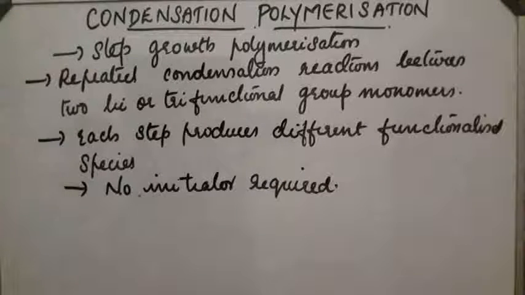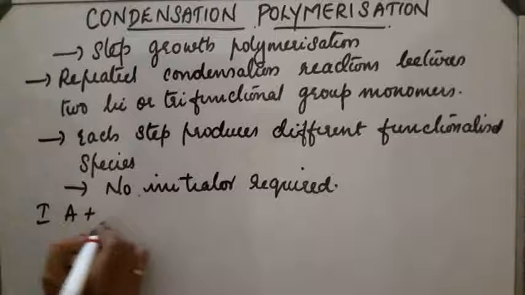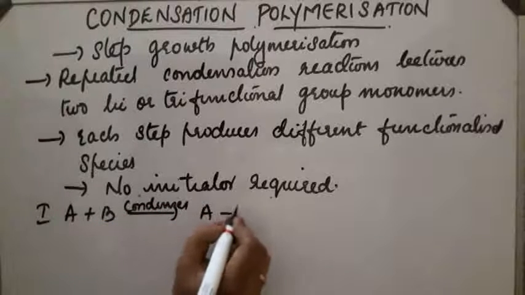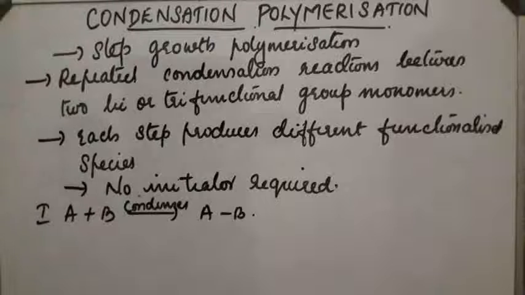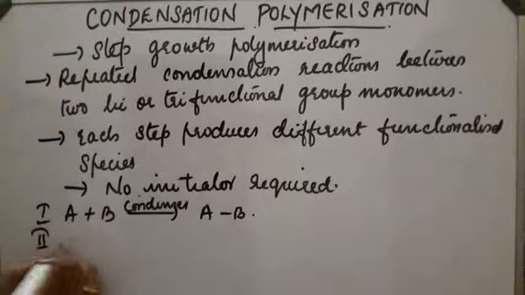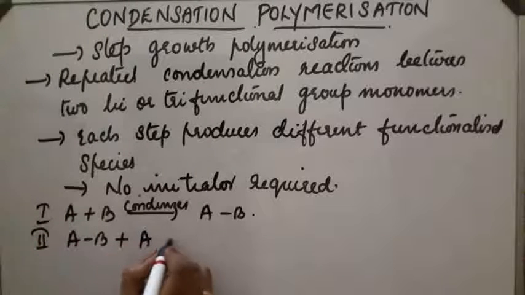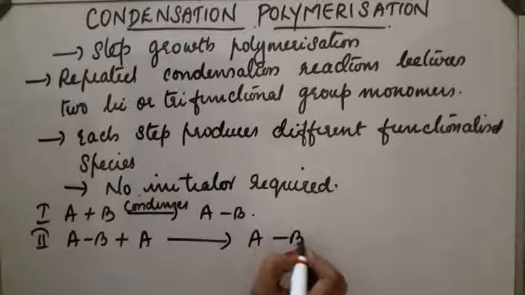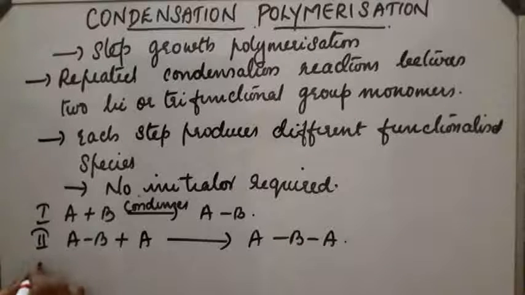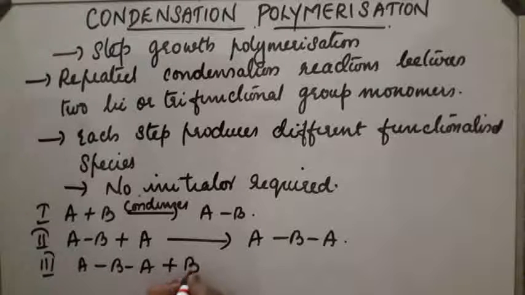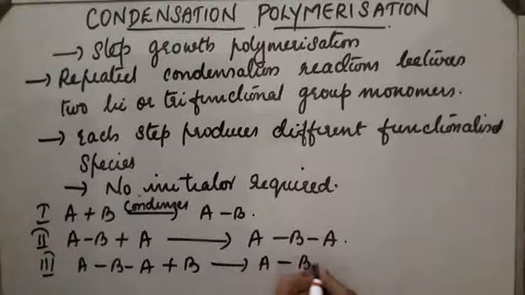Now, the mechanism will be: let A and B be the two monomers. First step, A plus B condense and give AB. This is the first functionalized species. In the second step, this AB then reacts with A, the first monomer, and again condenses and forms another species. In the third step, this species then reacts with B and produces the next, and so on. Like this, polymerization takes place.